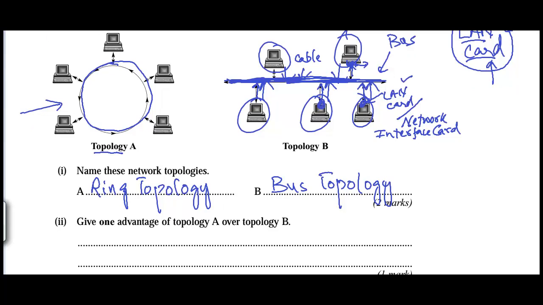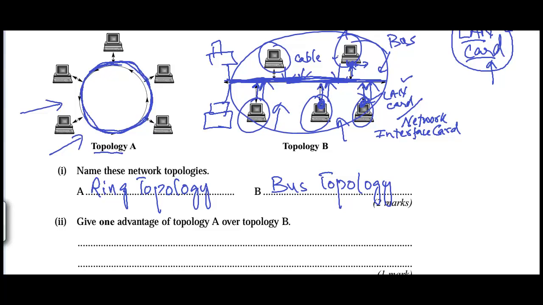Okay, so what is the advantage of topology A, which is the ring topology, over topology B, which is the bus topology? Well, the advantage is that we are able to achieve faster data transmission rates on ring topology. And on bus topology, if you connect more computers to this topology, then this network gets slower. If you start adding more and more computers, the network is going to start getting slower, and I'll explain why this happens in a minute.